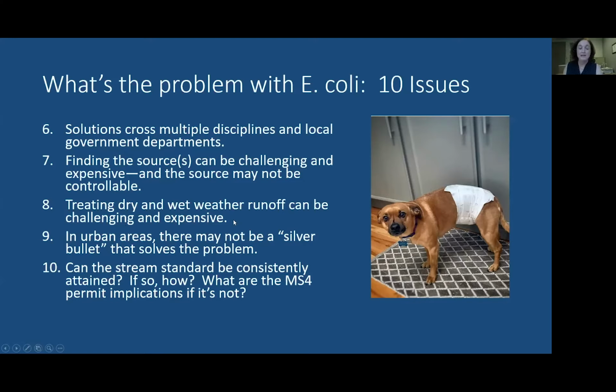And number 8, treating dry and wet weather runoff can be challenging and expensive. And number 9, in urban areas, there may not be a silver bullet that solves the problem. There are probably actions that you can take to improve human health and to reduce bacteria loading, but you may not be able to get down to the stream standard, which is point number 10. Just outstanding questions are, can stream standards be consistently attained? And if so, how do we get there? And for MS4 managers that have permit requirements driven by TMDLs, what are the implications if we don't get there?